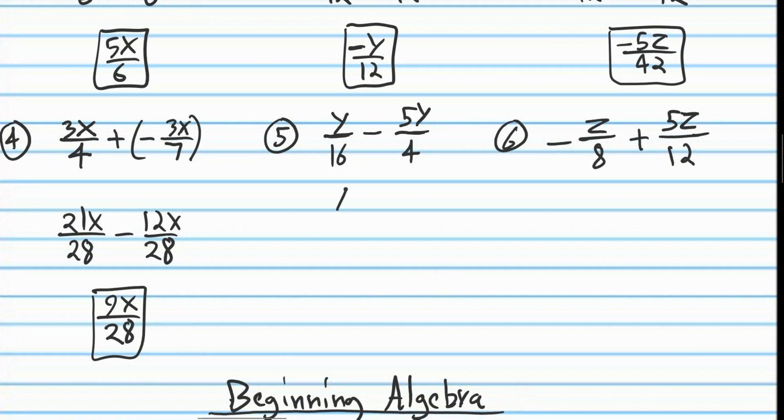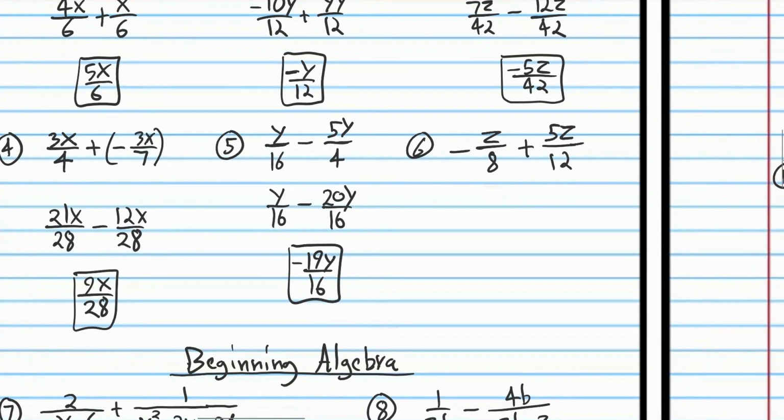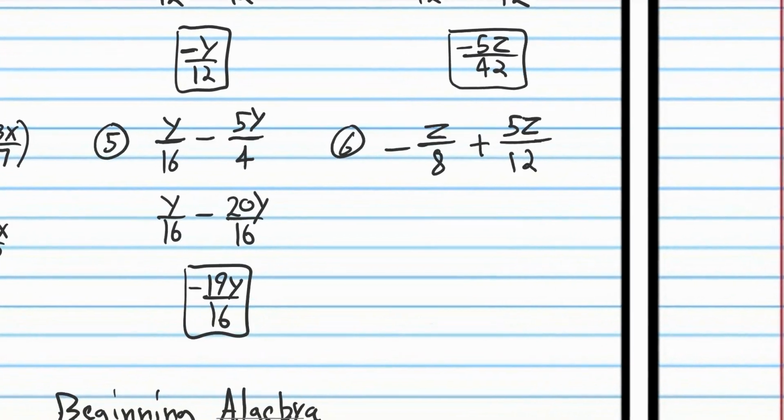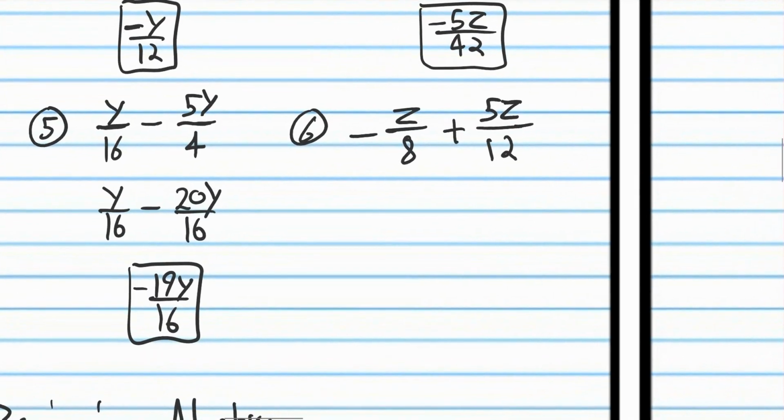All right, we're back. y minus 20y is negative 19y. So if you got that answer, good job. Again, we have not had to simplify any of these answers yet. So try number 6, and when you're done, we'll do it together.